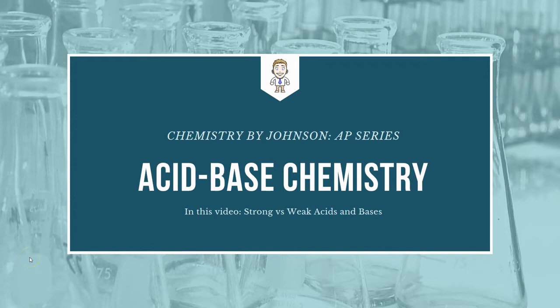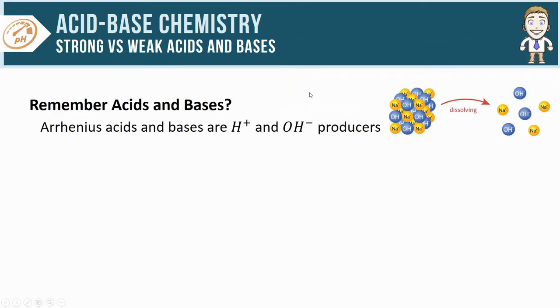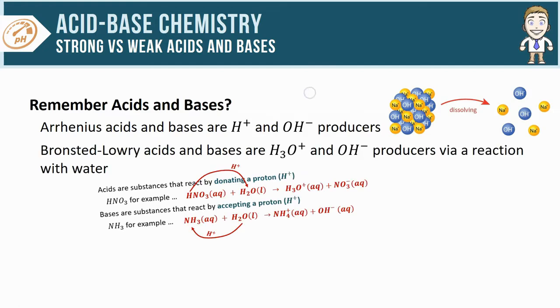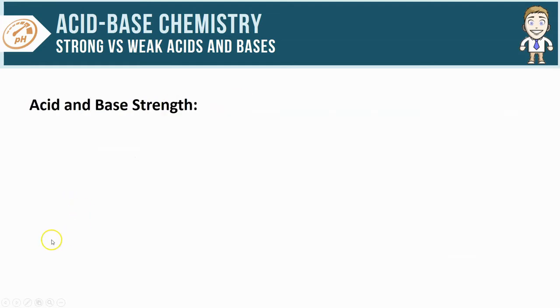Hey everybody, in this AP Chem series video, we're going to take a look at the differences between strong and weak acids and bases. First, remember that so far we've described acids and bases using the Arrhenius theory and the Bronsted-Lowry theory, and we've talked about the pH scale that measures acidity by looking at the quantity of H3O+. All that means that it's time to move on and talk about this term acid and base strength.